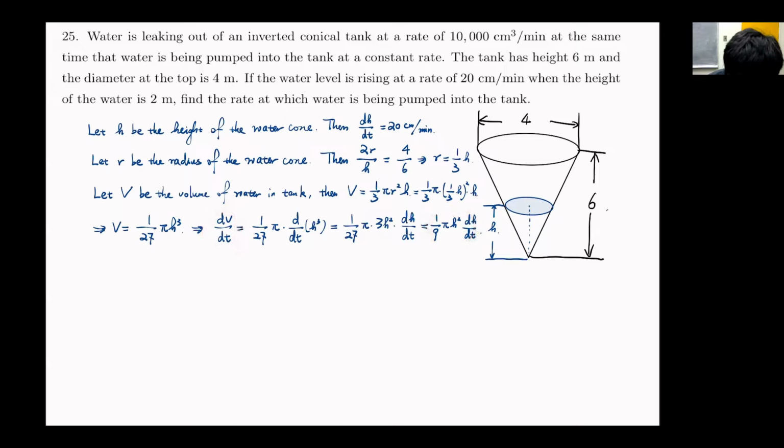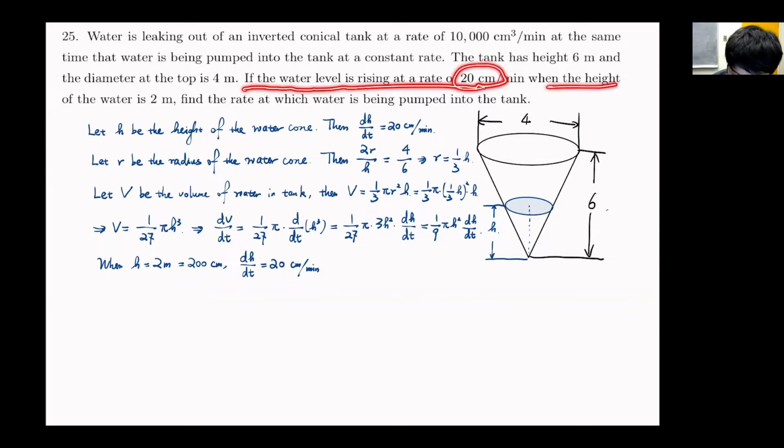And now it seems that we know everything. So we know dh/dt is positive 20 centimeters per minute. And we also know the height is going to be 2 meters, but watch out for the units over here. So you need to unify the units when you perform any computations. Otherwise, your numbers might be wrong. So let's say that when h equals 2 meters, which is 200 centimeters, we know that dh/dt equals 20 centimeters per minute. This follows from the sentence that the water level is rising at a rate when the height equals 2 meters. So that's how we can write this.